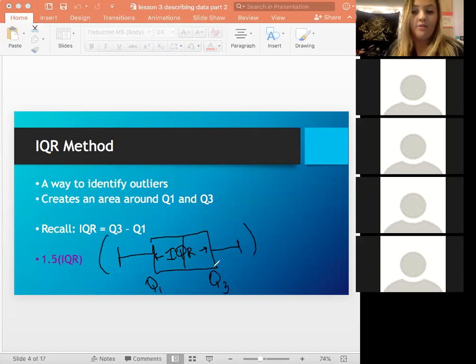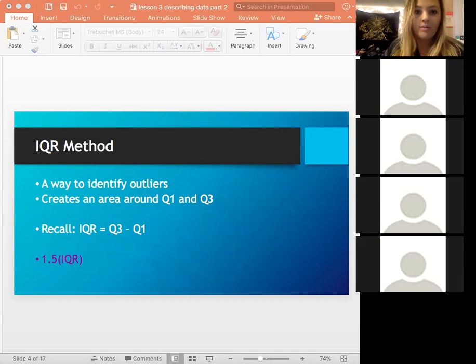So it's going to give you that amount, and whatever lies out here is going to be what we consider an outlier. So it's a more objective way than just looking and saying that kind of looks like an outlier. So that's why we use that.